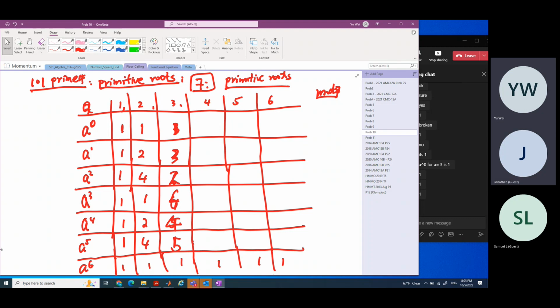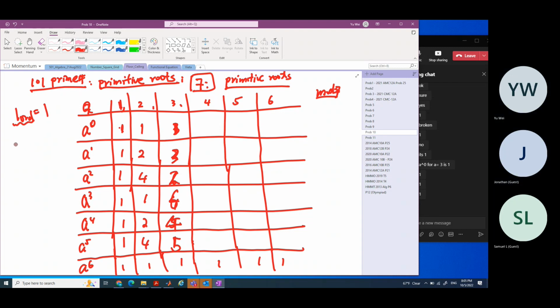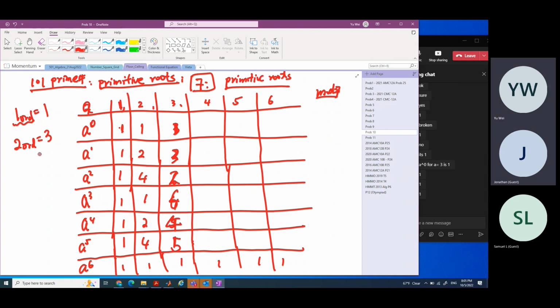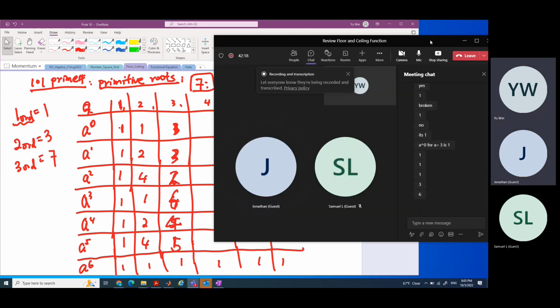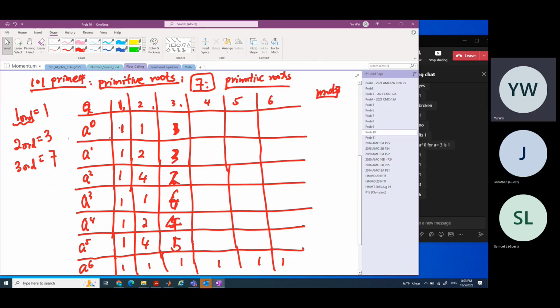Did you see? What's the length of this cycle of the roots? The order of 1 is 1. Do you understand? The order means the length of its cycle. What is the order of 2? 3. What is the order of 3? Is that 7? So 3 is the primitive root of mod 7.